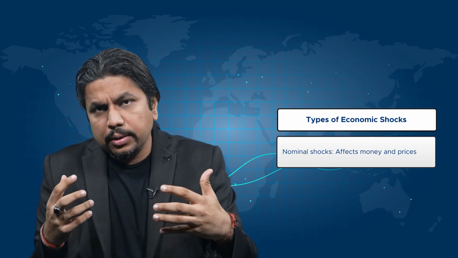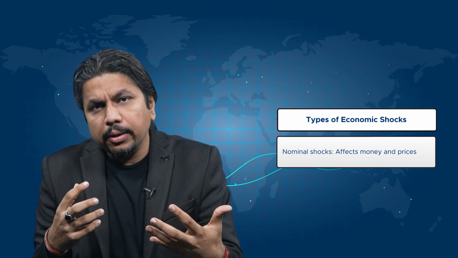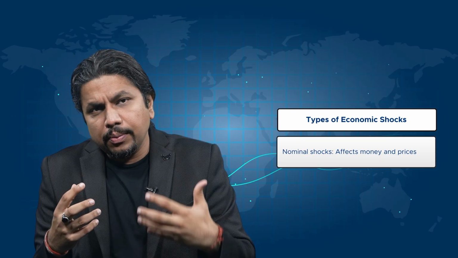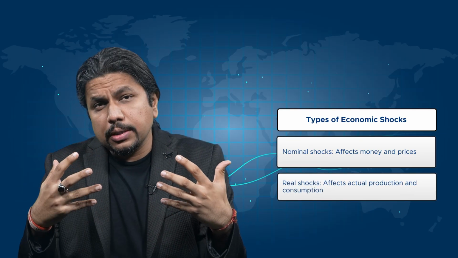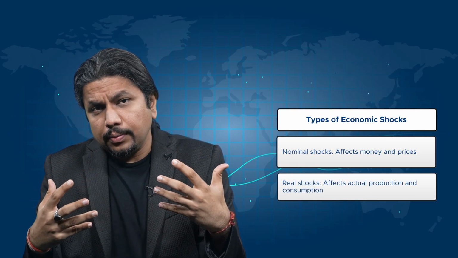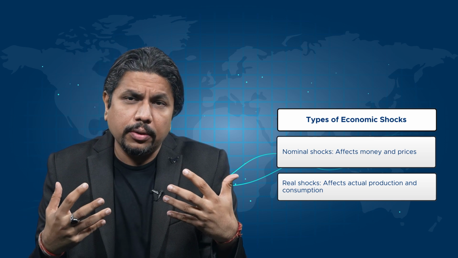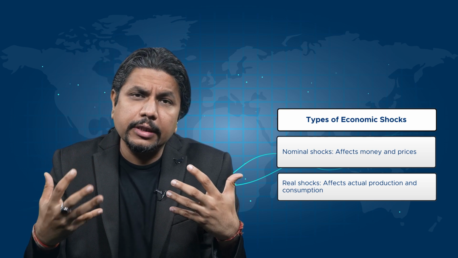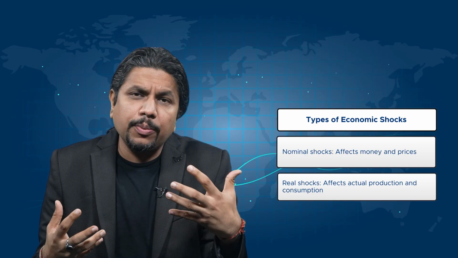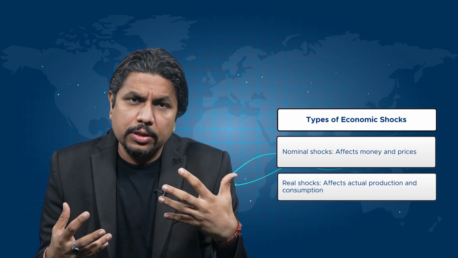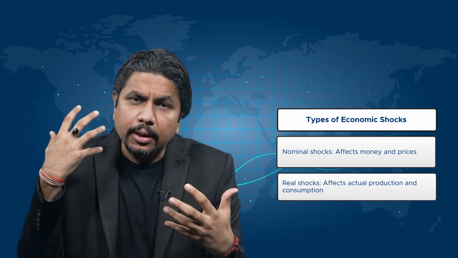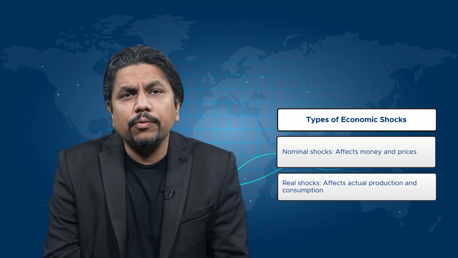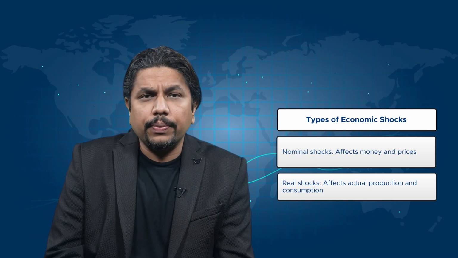There could be shocks that affect these pieces of paper, which is affecting money and prices, and some shocks affect these physical things, affecting the actual production or the actual consumption of these real things. This type of shocks are called nominal shocks, which affect money. The other type of shocks are called, very simply, real shocks.